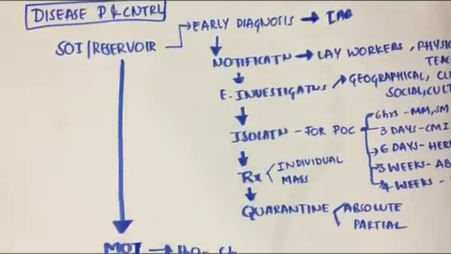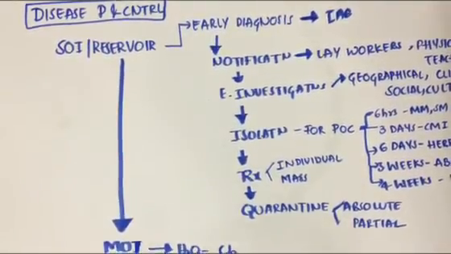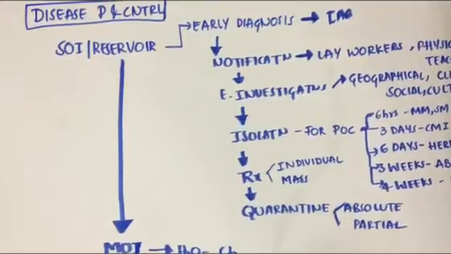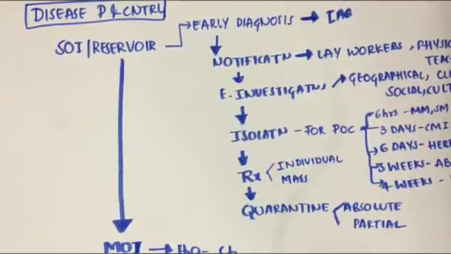Disease prevention and control. For disease prevention and control, knowledge of disease is required. That is, the source of infection, dynamics of transmission, multifactorial causation, time, place, and person. Coming to the source of infection and reservoir, first we need to control the reservoir by early diagnosis. Early diagnosis by lab investigations.